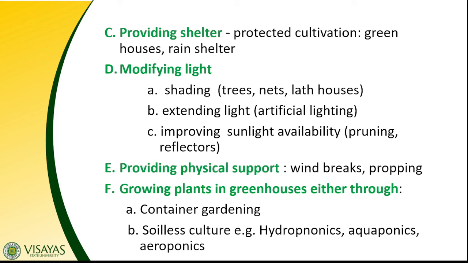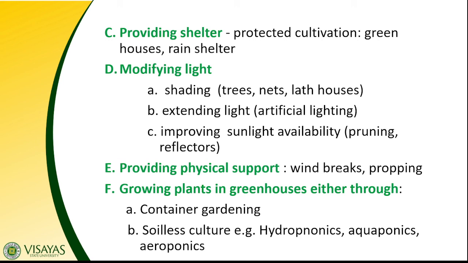And another practice is providing shelter, such as protected cultivation, greenhouses, and rain shelter, and modifying light, such as the provision of shading using trees, nets, or lath houses, extending light using artificial lighting, and then improving sunlight availability through pruning and use of reflectors. Then we also provide physical support, such as windbreaks and propping. We have discussed these windbreaks before.